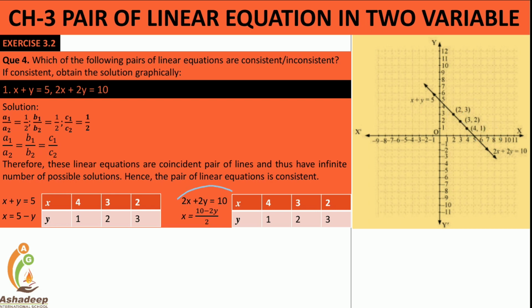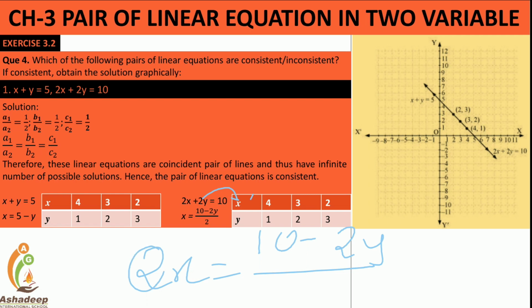In the same manner, we need to work out the other equation. How can we find it? If 2x goes to the other side, it becomes minus. So 2x is equal to 10 minus 2y. Now the 2 from the numerator goes to the denominator. So x is equal to (10 minus 2y) upon 2. Now put the value of y as 1. So 10 minus 2 is equal to 8, and 8 by 2 is equal to 4.